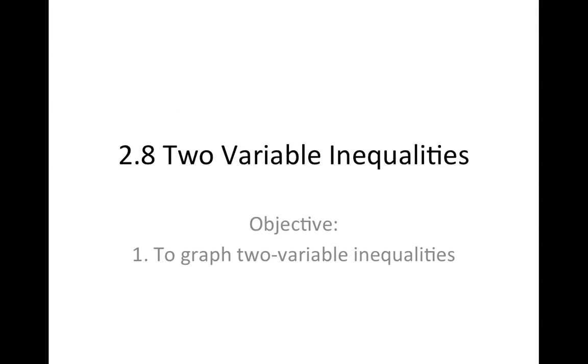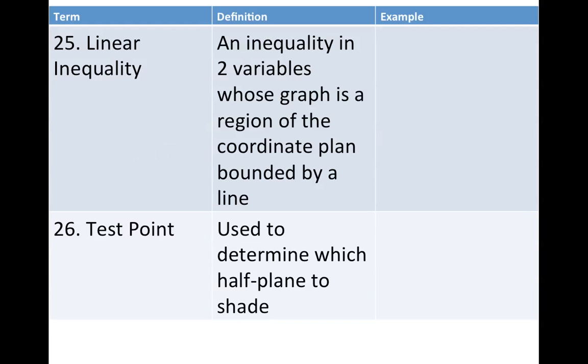So 2.8, two variable inequalities. We're going to be graphing and identifying how to graph these. So maybe we're going to be shading, if you've never heard of inequalities before with graphing. A linear inequality is an inequality in two variables whose graph is a region of the coordinate plane bounded by a line. So we could have y greater than 2x plus 3.